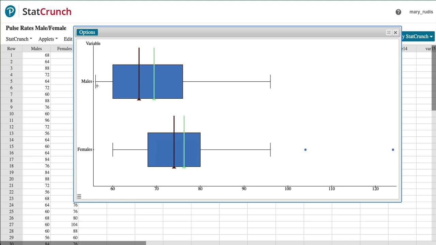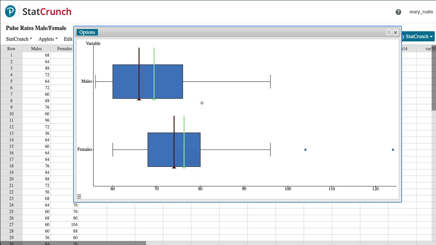And then the range, however, if you look at how long the two sets of whiskers are, they're about the same, I would say. So there's two statements we can make about these two data sets. The first thing is that overall, the male pulse rates do tend to be slightly less than the female pulse rates overall.